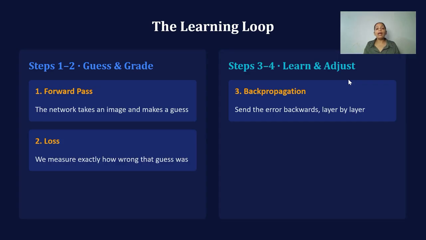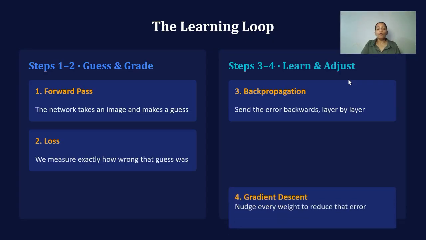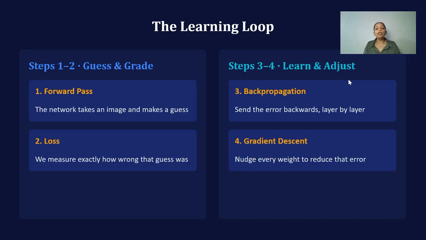Third is backpropagation. This is the clever part. The network sends the error signal backwards, layer by layer, working out exactly how much each individual weight contributed to the mistake. Fourth is gradient descent. Every weight gets nudged just slightly in the direction that would have reduced the error. This is an iterative process until the loss is minimized.